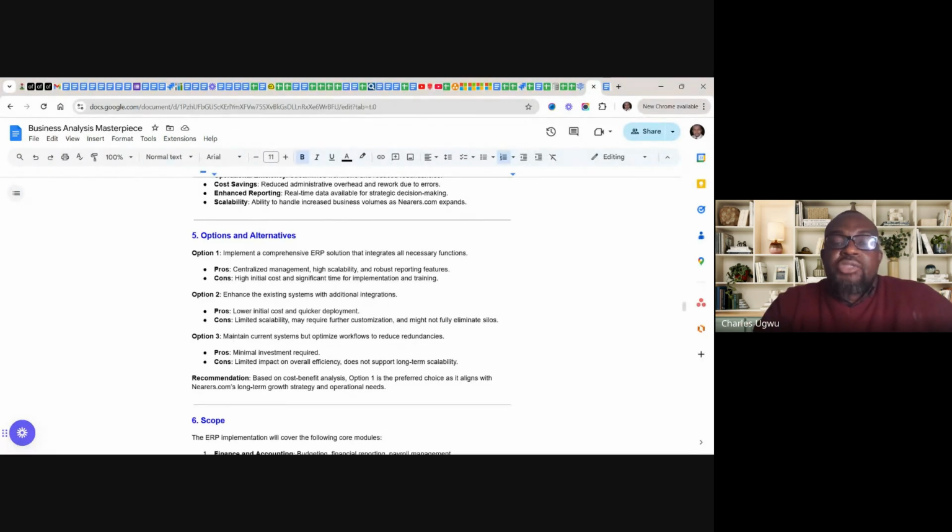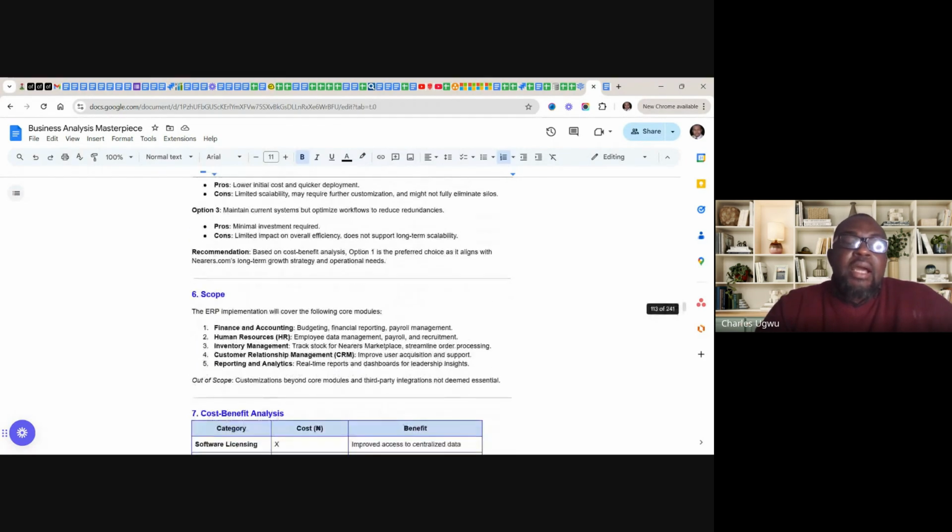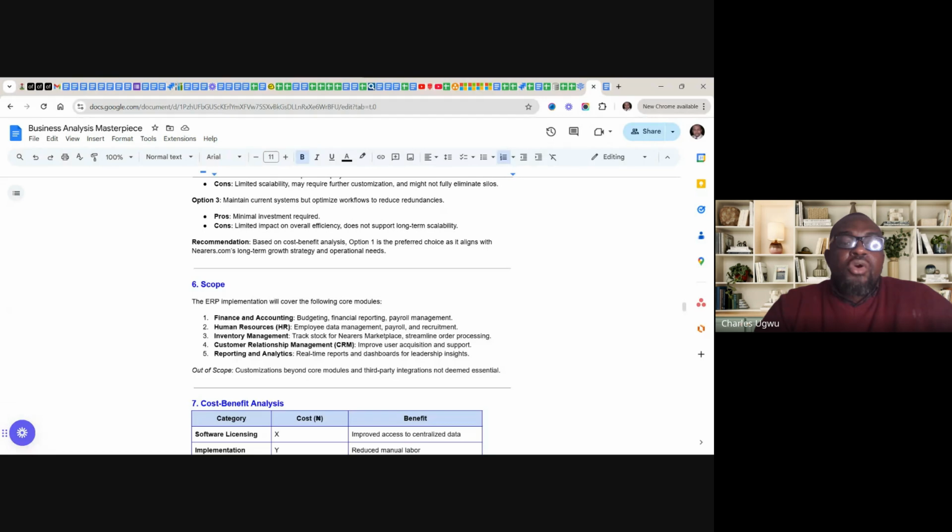We've done that as well during the solution evaluation. That's what we captured using Gartner. So that is how solution options can come in. And then we have scope.